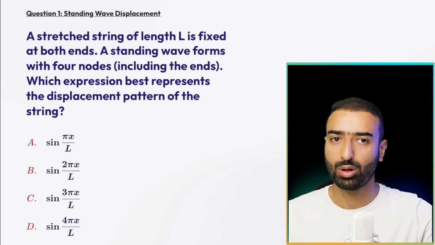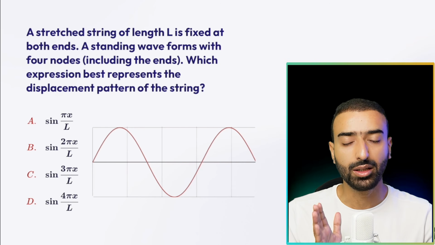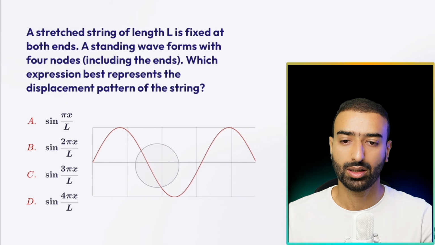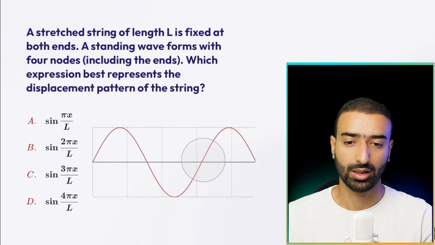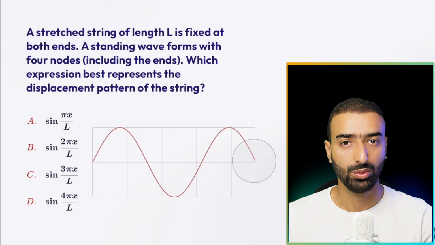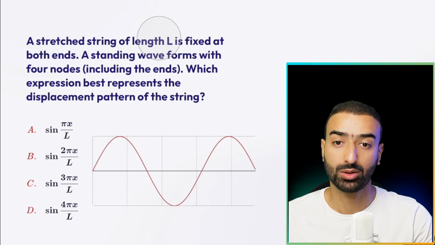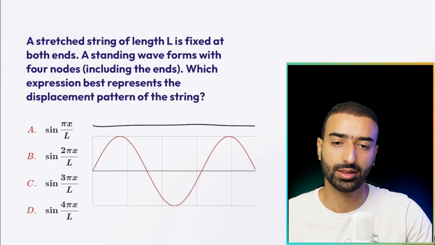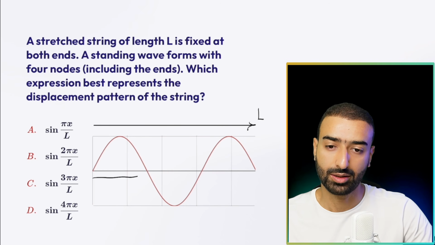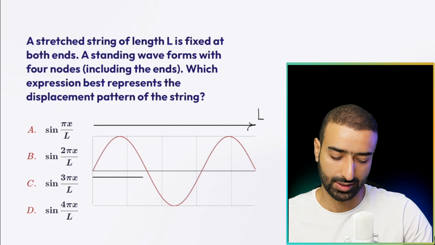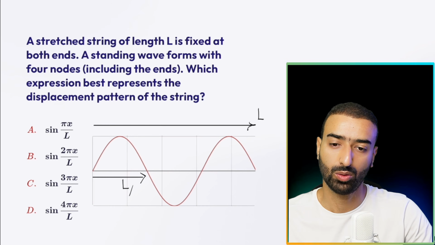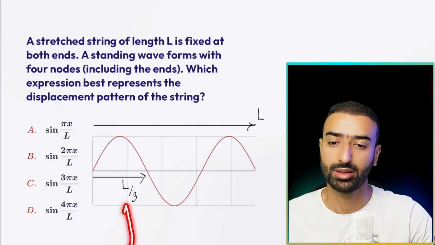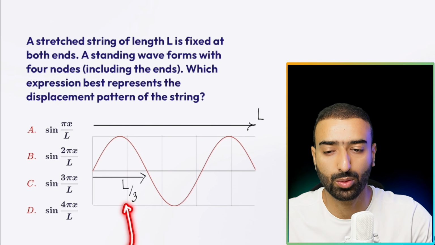So let's maybe plot this standing wave. The standing wave would look like this. A node here, another node here, another node here, and another node at the very end. We know that the total length is L, meaning that this entire distance is L. That means the distance from the first to the second node is L over 3. So at L over 3, the displacement has to be 0.